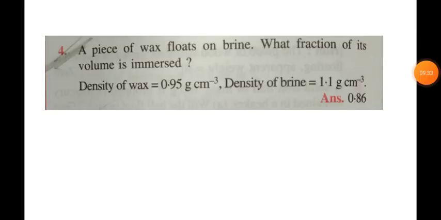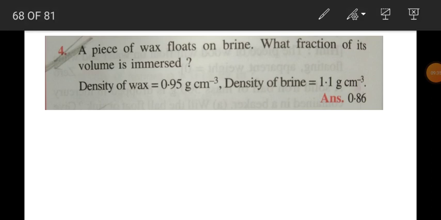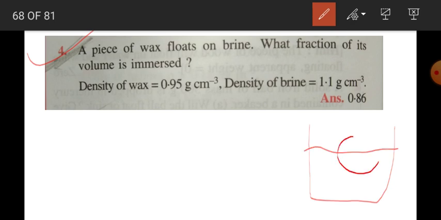Let's start with this one. Check this one. A piece of wax floats on brine. Suppose that there is brine, meaning salt solution, and a piece of wax floating. A small portion will be in the liquid. It is asked what fraction of its volume is immersed. So fraction of volume, small v divided by capital V.